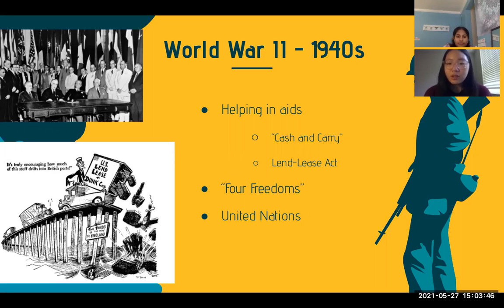In justification, Roosevelt stated that the US must help protect the four freedoms, being the freedom of speech, freedom of worship, freedom from want, and freedom from fear. The political cartoon shown here criticizes the US pouring huge amounts of shipment into Britain. Overall, the act allowed the US to be more openly involved in military supplement during the war.